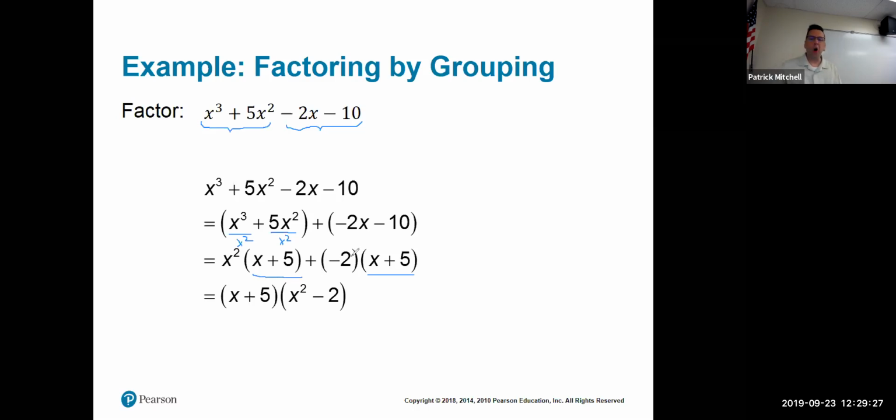Factoring by grouping only works when you can make those 2 exactly the same, because now this is just like the last example, isn't it? This was like the 2x times x minus 7, and then the plus 3 times x minus 7, I think it was. So now I do have a common factor. My common factor is x plus 5. So I'm going to park that x plus 5 out front, and my other factor is x squared minus 2.